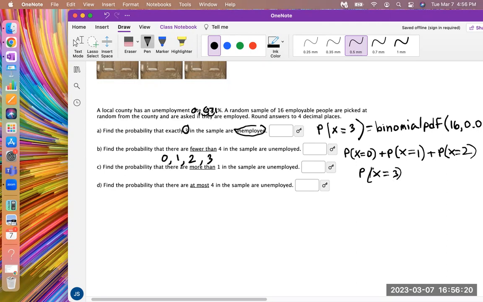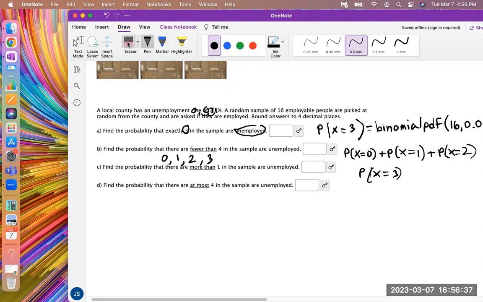Or there's a cumulative function that automatically adds the probability of the number given plus the probability of all of the other numbers smaller than it. So it will give us this answer in one swoop.